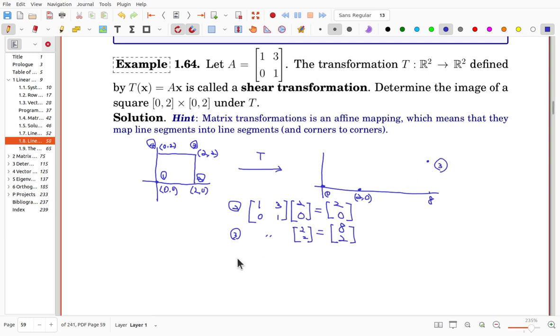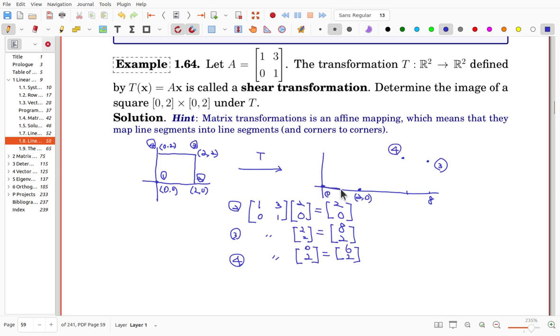And how about the last point? The fourth point, the same A, and here x is 0 and y is 2. Okay, this multiplication will make here (0, 2), that will be 6, and (0, 2), that will be 2. So x is 6 and y is 2. Okay, so that is the fourth point.